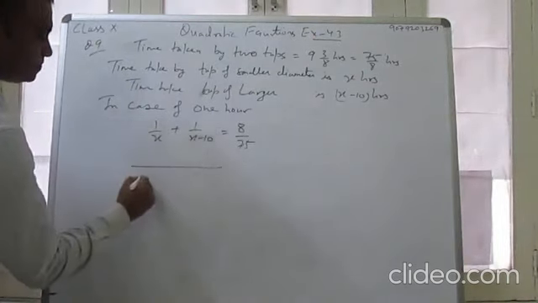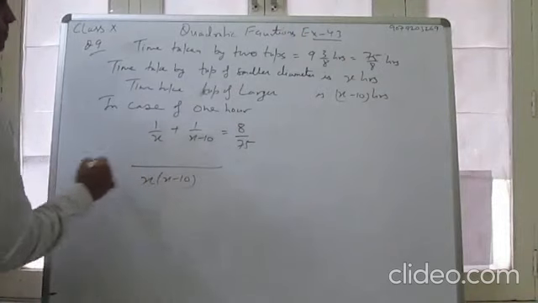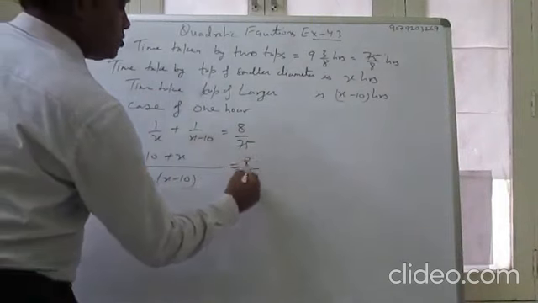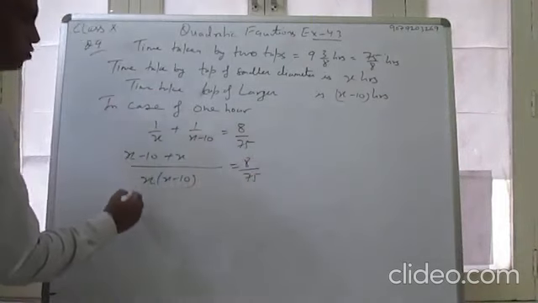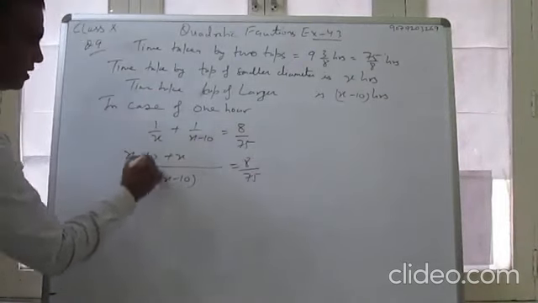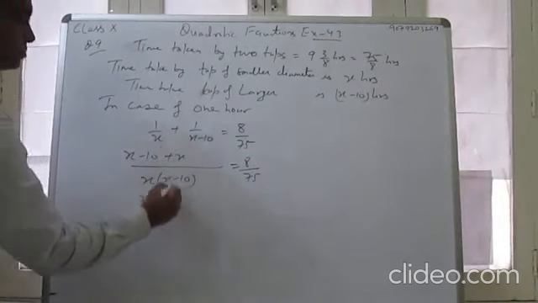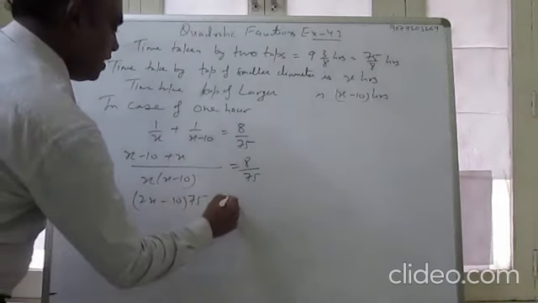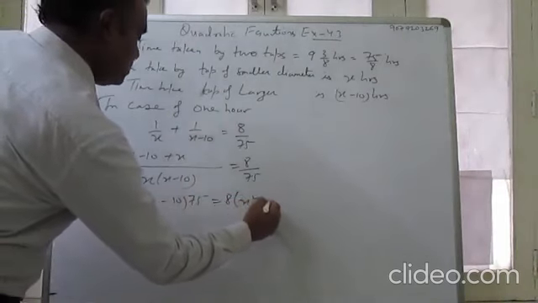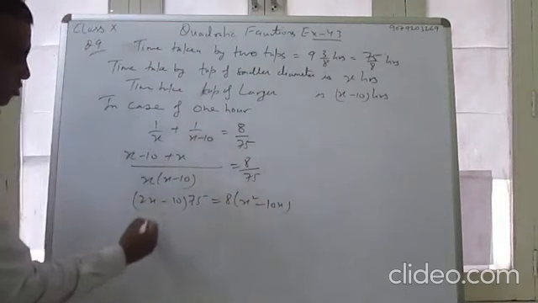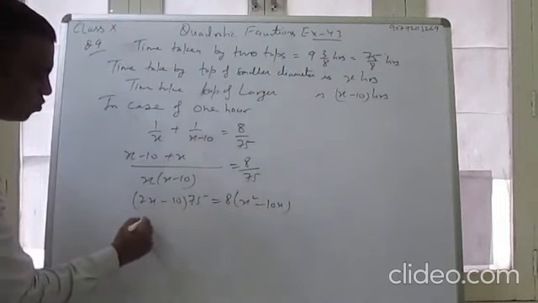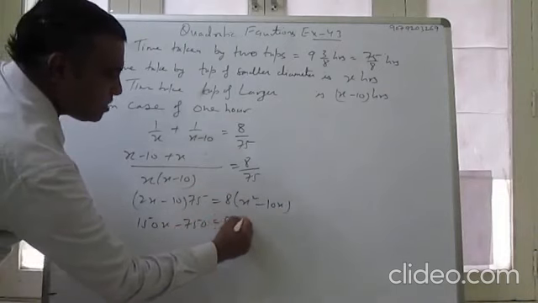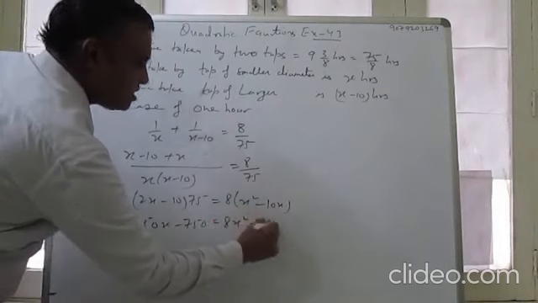Take LCM: x minus 10 plus x is equal to 8 upon 75. Now 2x minus 10, cross multiply, into 75 is equal to 8 bracket x square minus 10x. So 75 into 2, 150x minus 750 is equal to 8x square minus 80x.